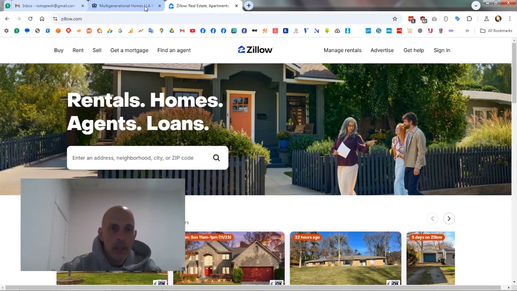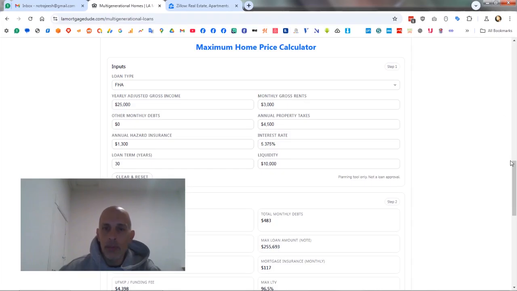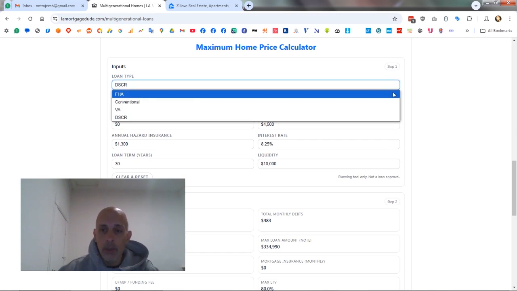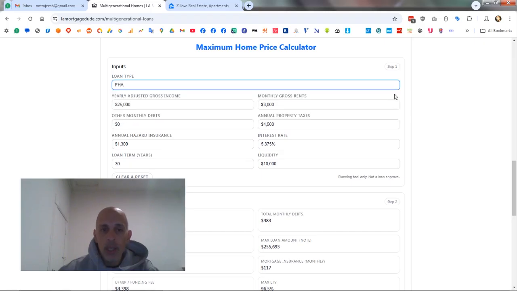Today we're going to be looking at my new maximum home price calculator. With this calculator, you can figure out what the maximum purchase price is for your specific situation. So let's say you are buying an owner-occupied 4-unit. You're going to be living in 1 unit and collecting rent from the other 3. You can figure out what the maximum home price is that you can qualify for based on your information here.